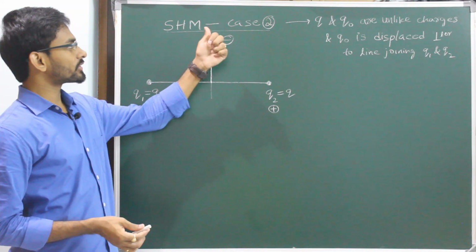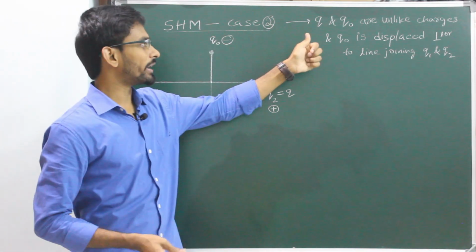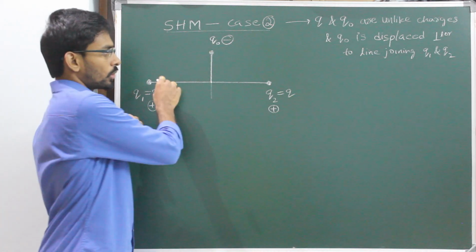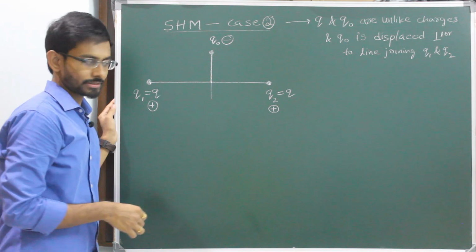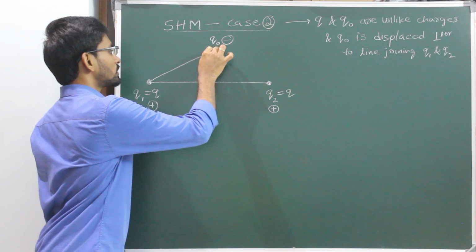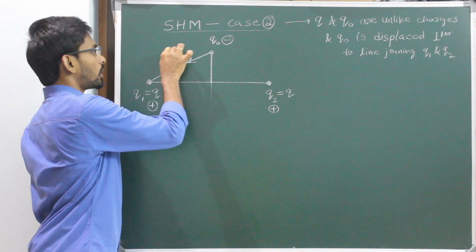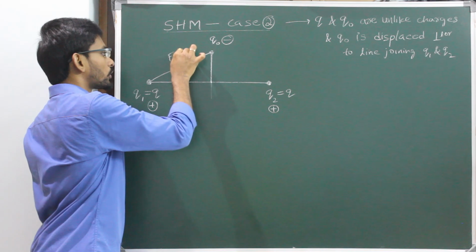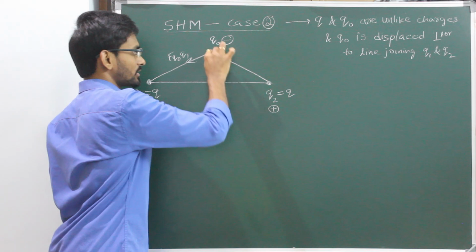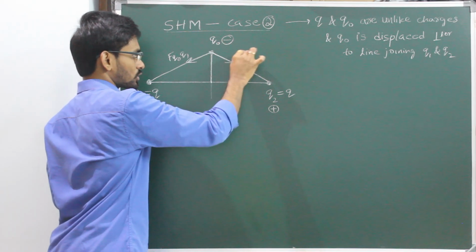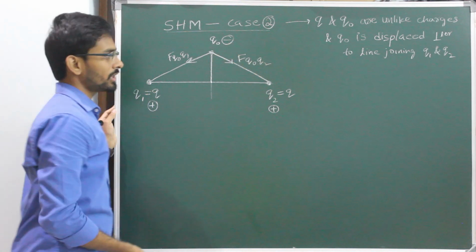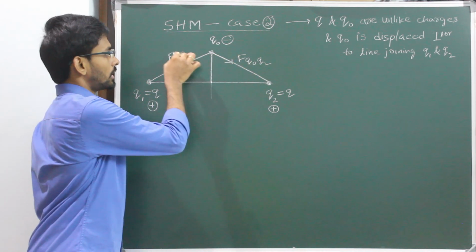Now let us look at the second case of simple harmonic motion, that is when q and q naught are unlike charges and q naught is displaced perpendicular to the line joining them, that is, along the perpendicular bisector. As these two are unlike charges, there will be an attractive force. So the force on q naught due to q1 will be in this direction, and similarly these two are also unlike charges, so this is also an attractive force. So the force on q naught due to q2 will be in this direction. Okay, and these two values, let us find them.